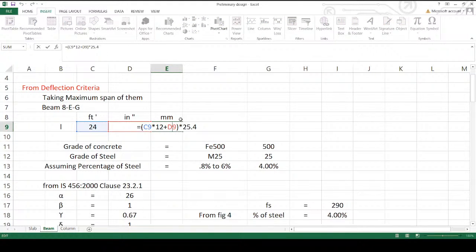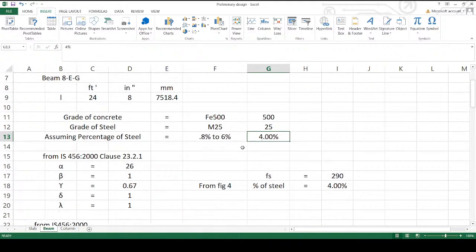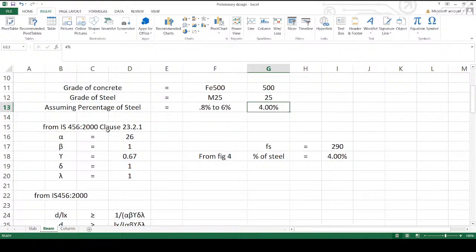Here you have to see the formula for converting to mm. The grade of steel used is Fe 500, at 500 MPa, and the grade of concrete is M25. And assuming the percentage of steel in a beam, generally we assume 0.8% to 6% of steel in a beam. I am selecting 4% here, and from IS 456 clause 23.2, alpha, beta, gamma, delta have to be assumed.